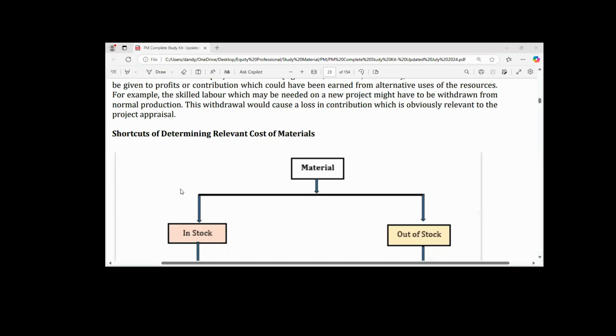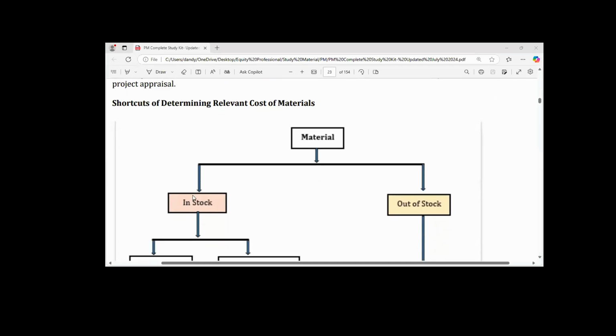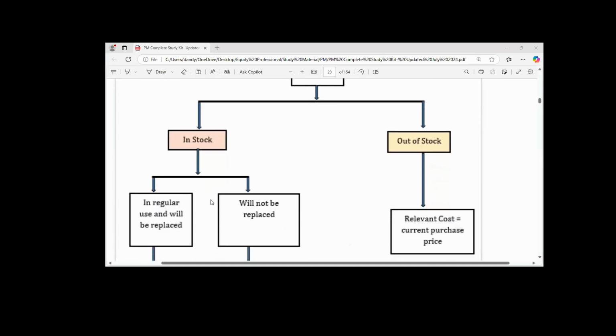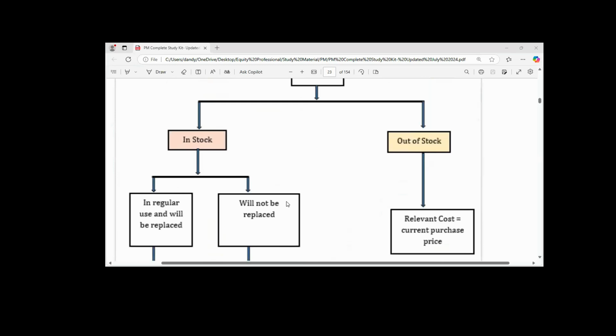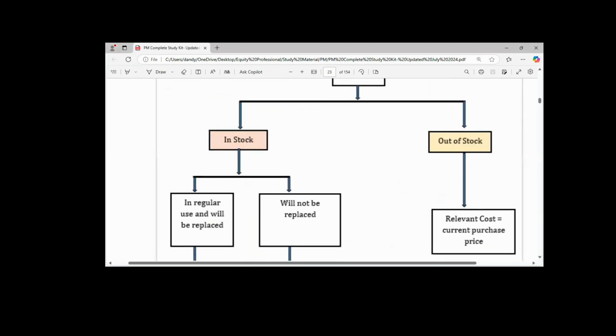It's a past cost. Remember, one of the attributes of relevant cost is that it must relate to the future. Okay, historical cost is a past cost, so it's not related to the future, so you have to ignore it. All right, so that is what we discussed last time in the class under material. Then, of course, I also demonstrated it for you diagrammatically, drawing this diagram in the class.